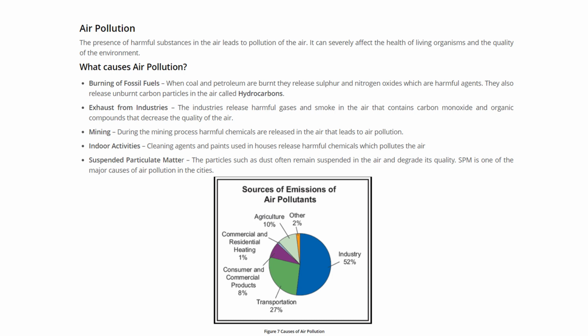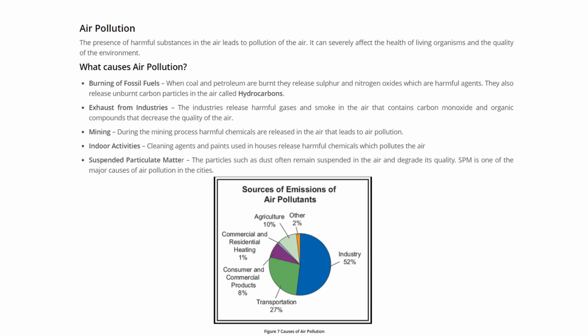And next is the exhaust from the industries. The industries release harmful gases and smoke in the air that contain carbon monoxide and organic compounds that decrease the quality of the air. Then mining. During the mining process, harmful chemicals are released in the air that lead to air pollution. And indoor activities like cleaning agents and paints that are used in the houses release harmful chemicals which pollute the air. And then suspended particulate matter.